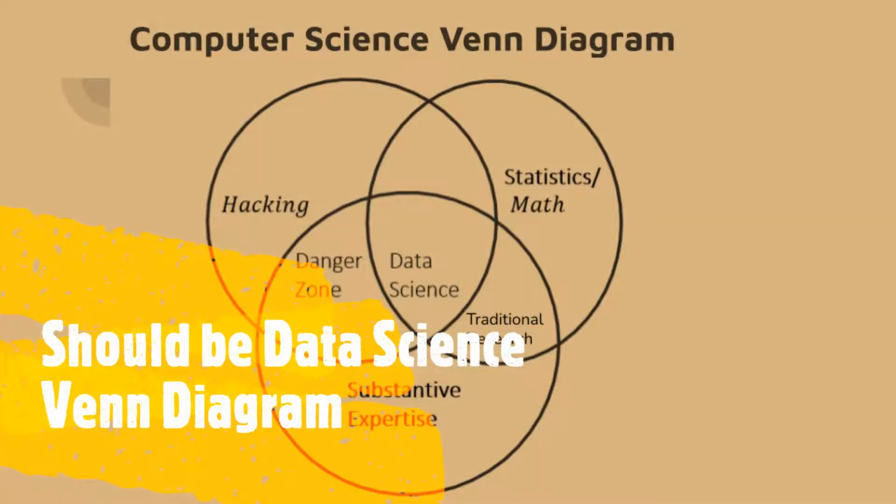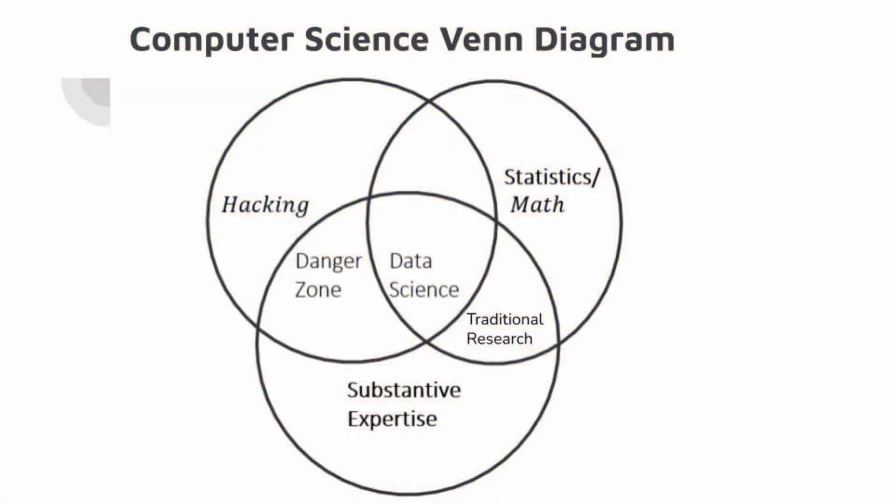To further our understanding, let's take a look at the data science Venn diagram. It was designed by Drew Conway, the Chief Executive Officer of Alluvium. It shows us the three key parts of data science, which separate data science from other areas, such as traditional research.